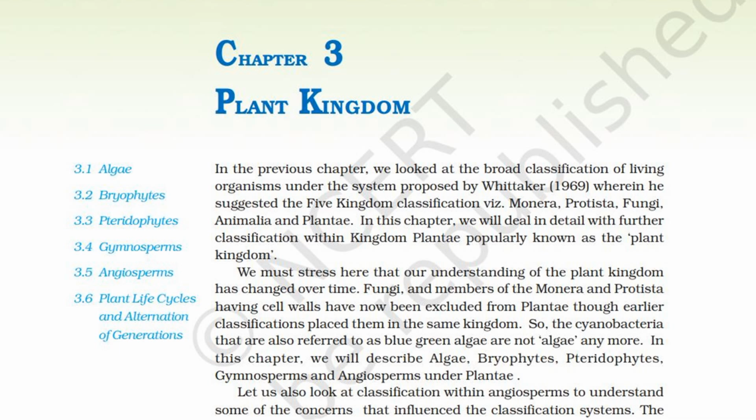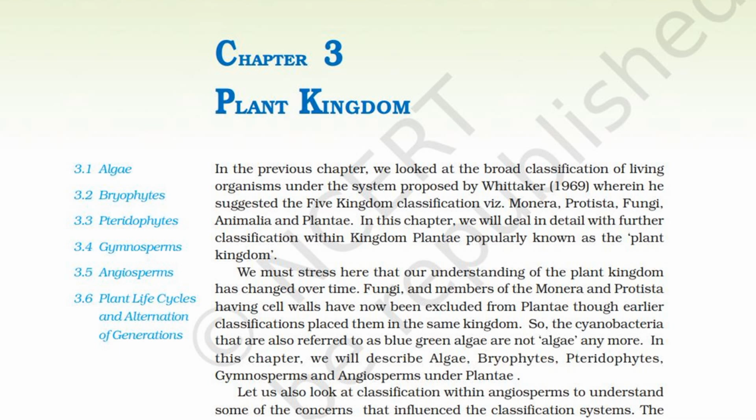We must stress here that our understanding of the plant kingdom has changed over time. Fungi and members of the Monera and Protista having cell walls have now been excluded from Plantae, though earlier classifications placed them in the same kingdom. So, the cyanobacteria that are also referred to as blue-green algae are not algae anymore. In this chapter, we will describe algae, Bryophytes, Pteridophytes, Gymnosperms and Angiosperms under Plantae.